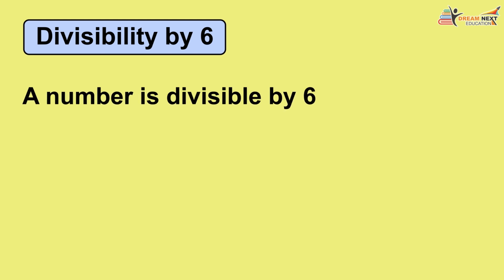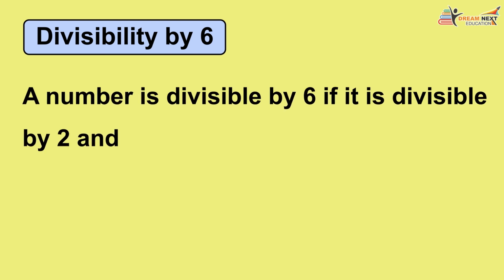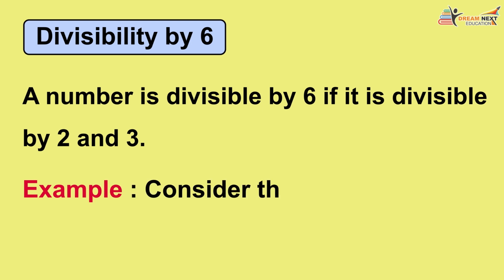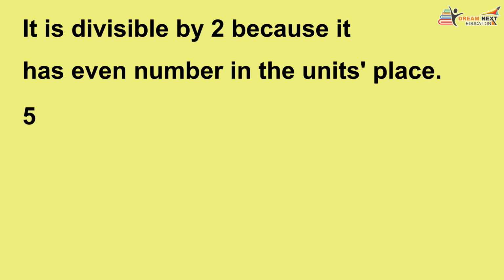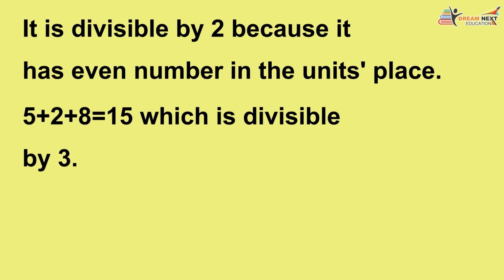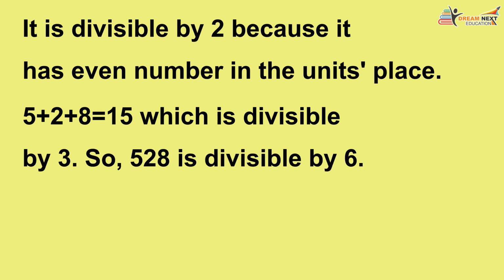Divisibility by 6. A number is divisible by 6 if it is divisible by 2 and 3. Example: consider the number 528. It is divisible by 2 because it has an even number in the units place. 5 plus 2 plus 8 is equal to 15, which is divisible by 3. So, 528 is divisible by 6.